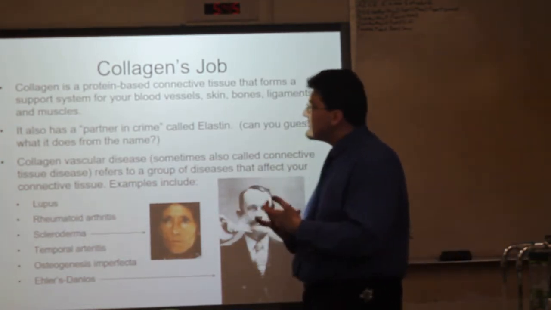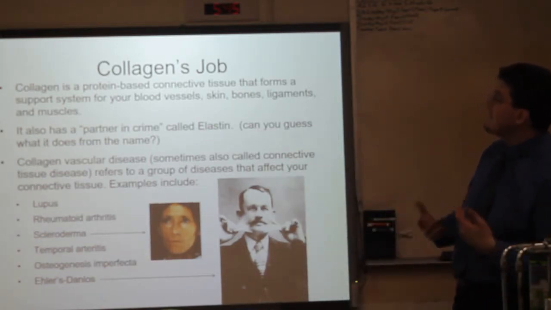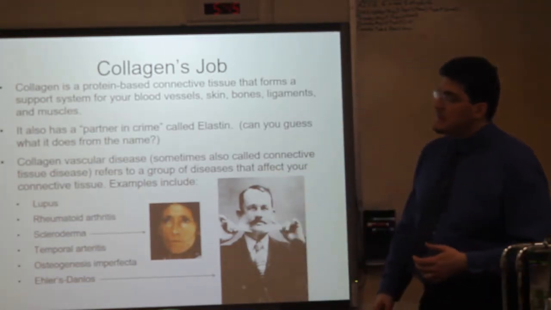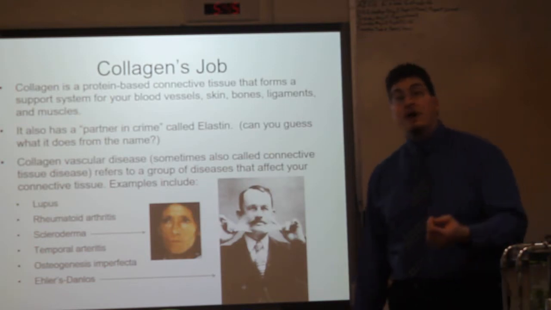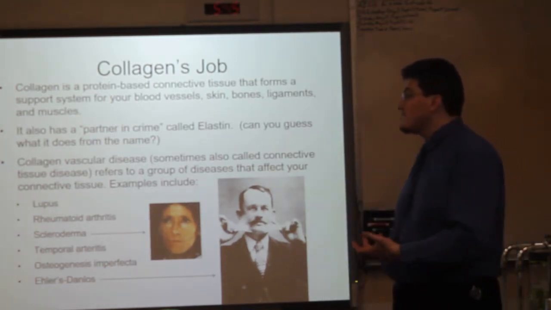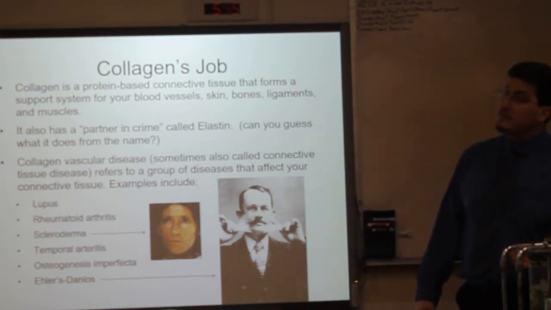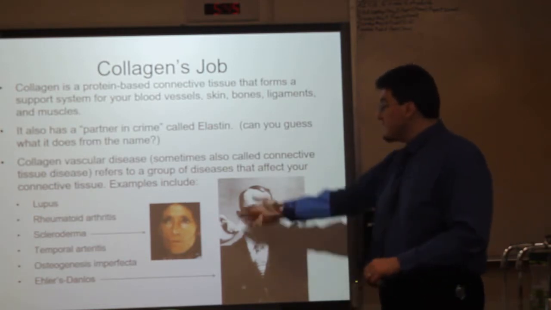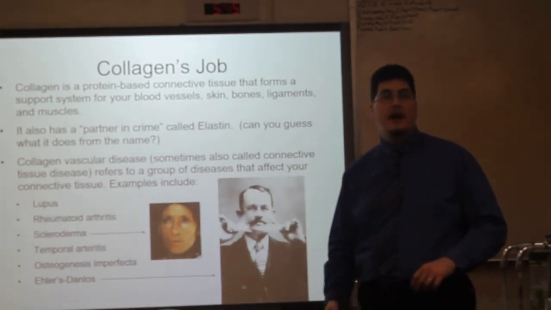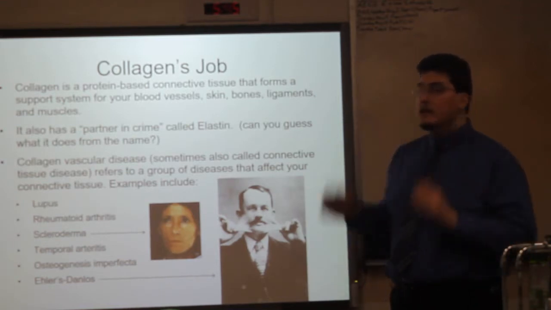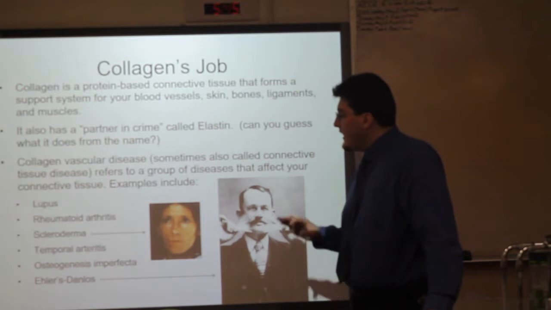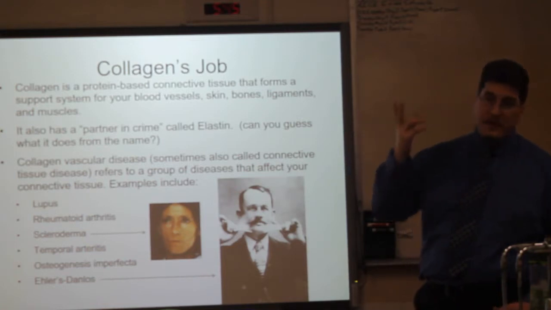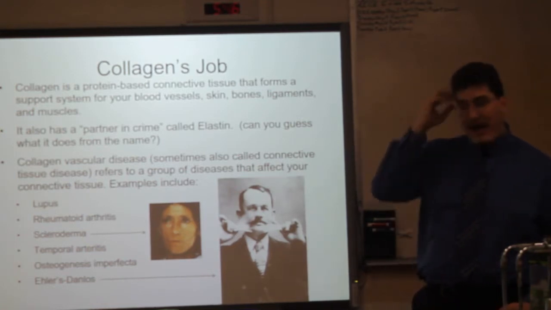So you have collagen vascular diseases. When collagen or elastin is messed up, this is also called connective tissue disorders. It will often be a group of diseases that affect your connective tissue. For example, lupus. Lupus is an autoimmune connective tissue disease that breaks down collagen. We also have rheumatoid arthritis, which can affect the collagen in your joints. We also have scleroderma, which this lady is not angry, she just can't smile because her face is too tight. Temporal arteritis, which is a problem with the collagen of the arteries, especially the temporal artery, which is right here. If that bursts, you can bleed to death.